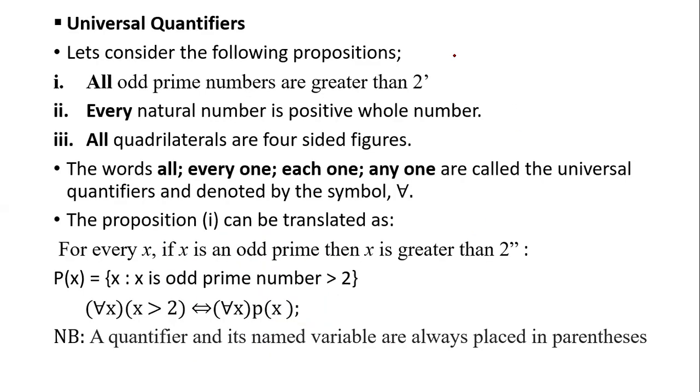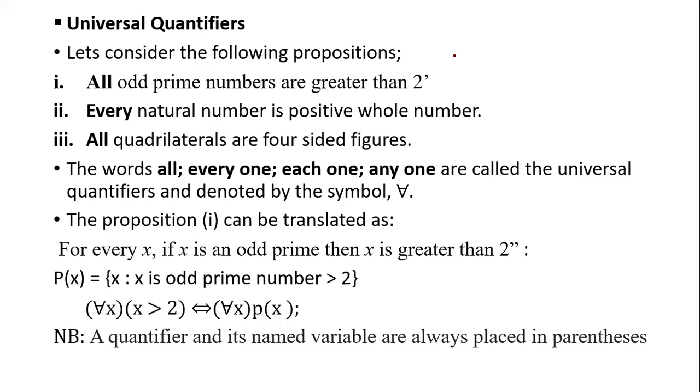Now let's move on to another aspect called the quantifiers. The first we're going to talk about is the universal quantifiers. Now let's consider the following propositions. I. All odd prime numbers are greater than 2. II. Every natural number is a positive whole number. III. All quadrilaterals are four-sided figures.